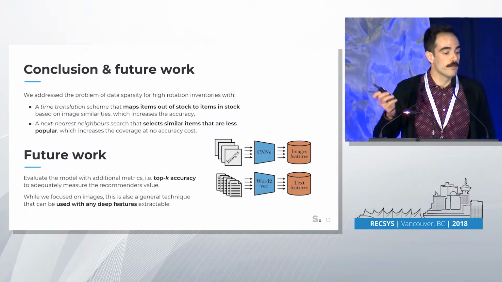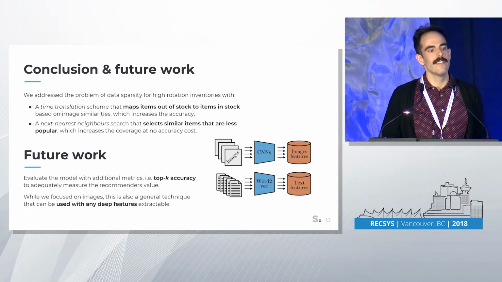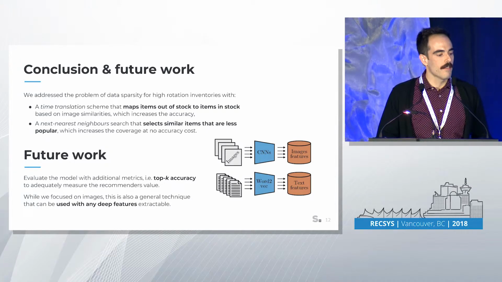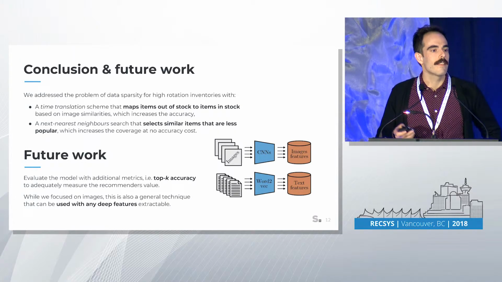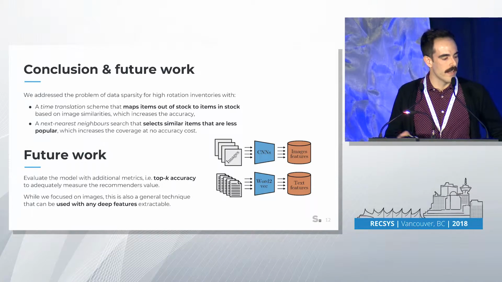So in terms of future work, obviously that was a short paper, so we did not have the space to elaborate many more metrics. So we would like to, of course, explore more the top K accuracy to get a real sense of how it improved the quality of the recommendation itself, not just the AUC.